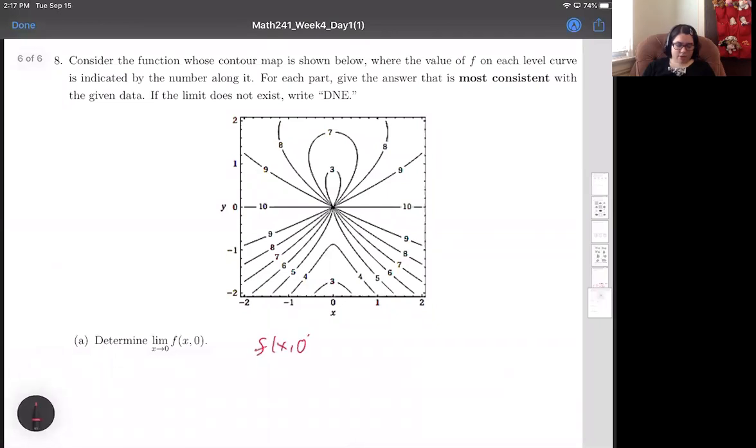F of x0 means that we should be looking at f of xy along the line y equals 0. So we want to first do that, and then second, once we figured out what specific part of the contour we're looking at, then we're going to let x approach 0. And that's what the limit is telling us to do.